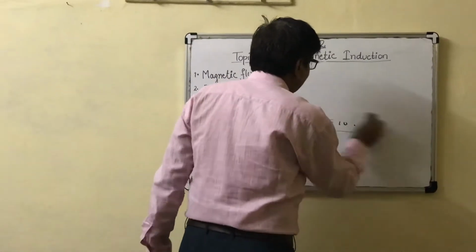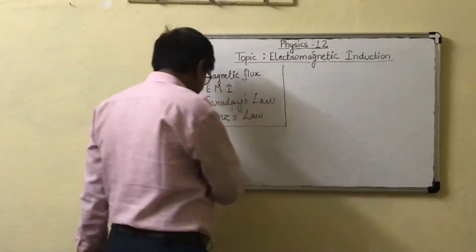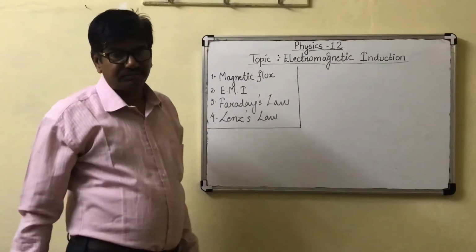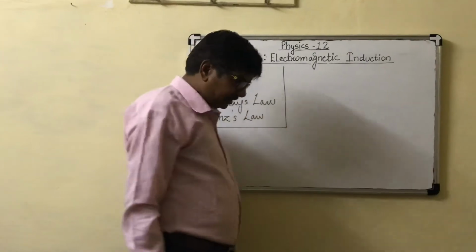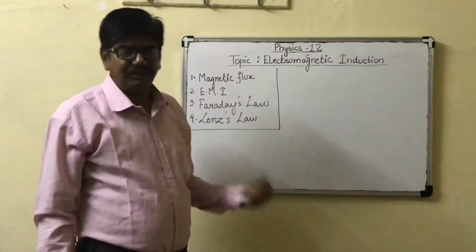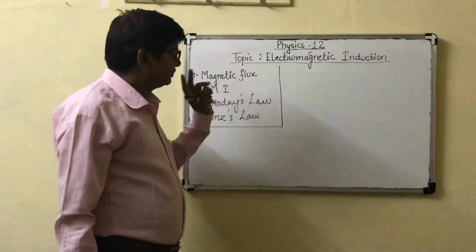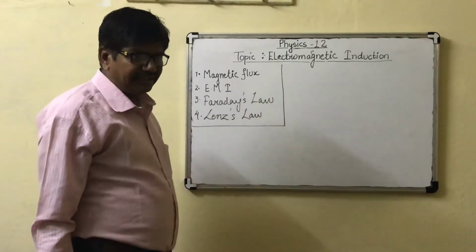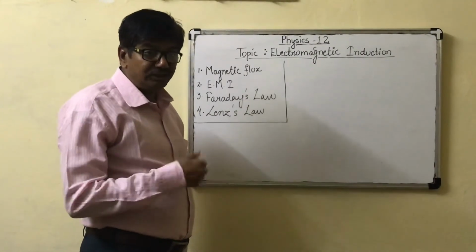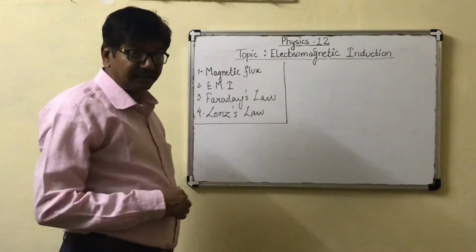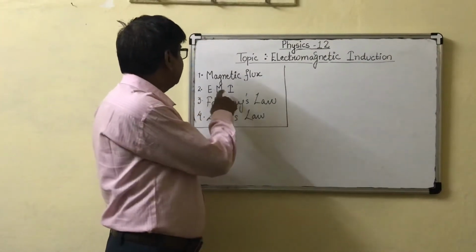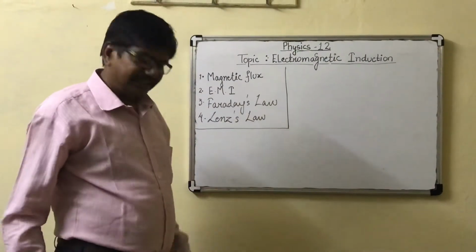EMI means electromagnetic induction. Electromagnetic induction means the phenomenon of production of induced EMF or induced current due to change in magnetic flux or due to change in magnetic field. Induced current is set up and induced EMF is produced due to change in magnetic flux linked with a closed surface. That is known as EMI, electromagnetic induction.